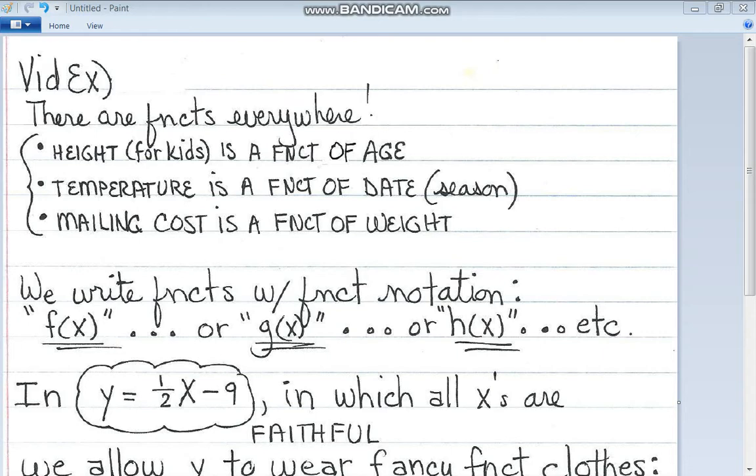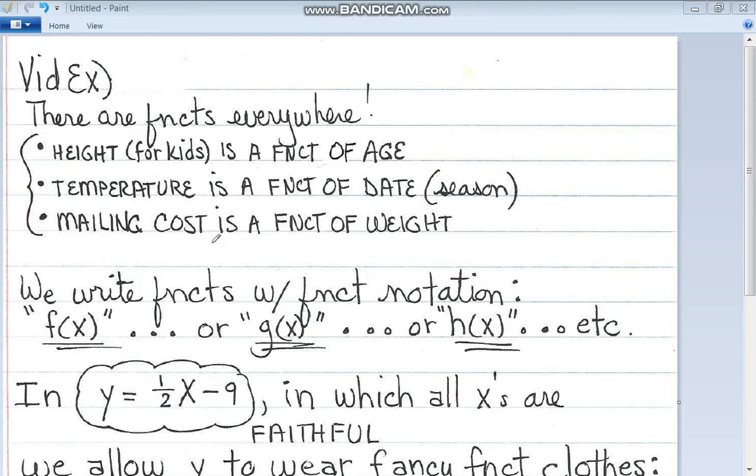There are functions everywhere. Height for children is a function of their age. It depends on their age. Temperature is a function of the date, in other words, the season. In other words, the temperature changes when the season changes.